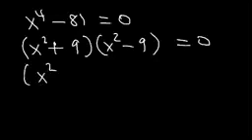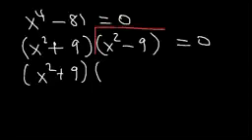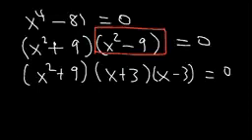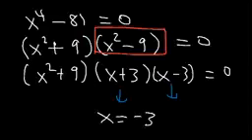Now we can't factor a sum of squares, but we can factor x squared minus 9 because that's still a difference of squares. And that's going to be x plus 3 times x minus 3. So therefore, the real solutions that we have for x are negative 3 and positive 3.